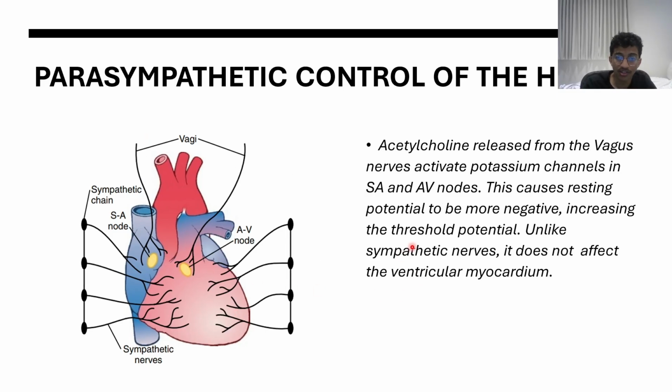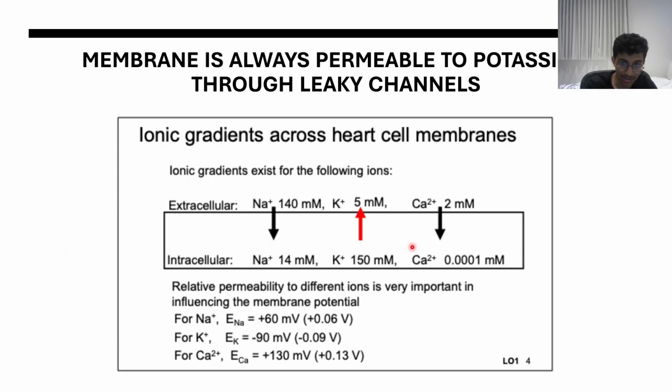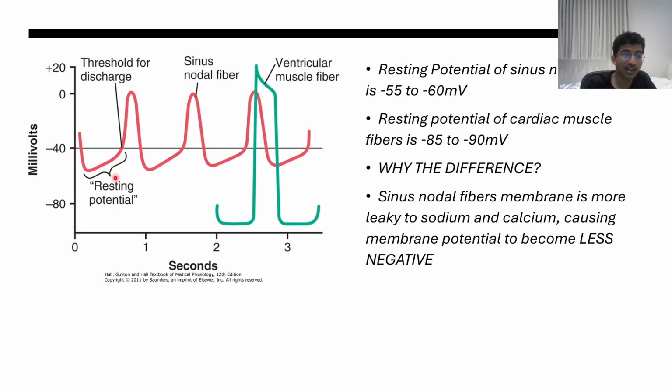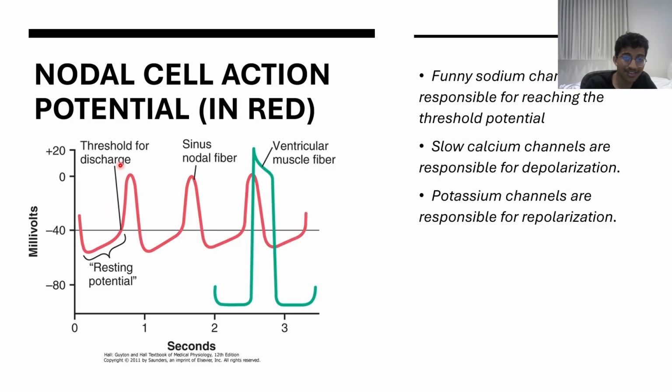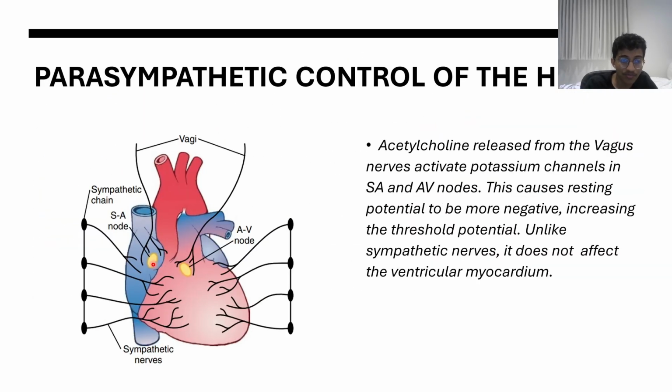So what it does, like I said, we go back to the gradients, okay? It activates potassium channels. It allows potassium to move out of the cell. So what happens? The membrane potential moves towards the negative values. The resting potential will be a bit lower, because it's going to be more negative. So it's going to be harder to reach the threshold for discharge. So what does this result in? It results in less impulse generation from the SA node and less impulse transmission from the AV node.